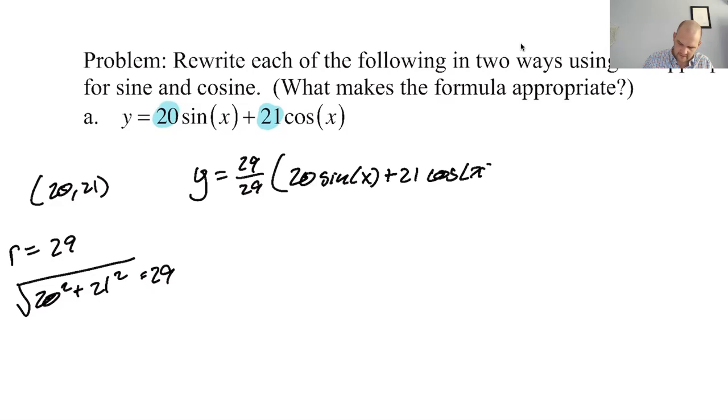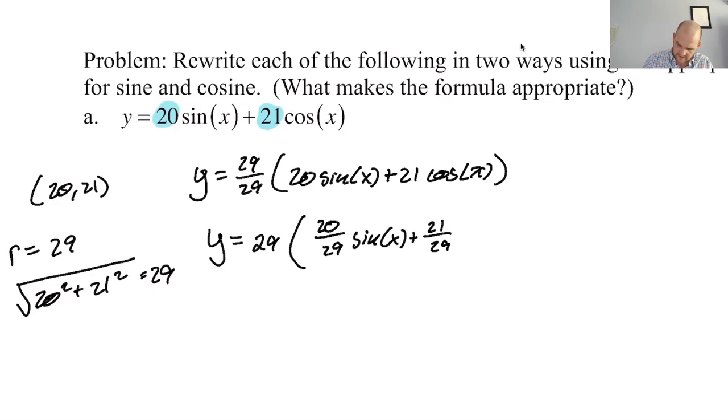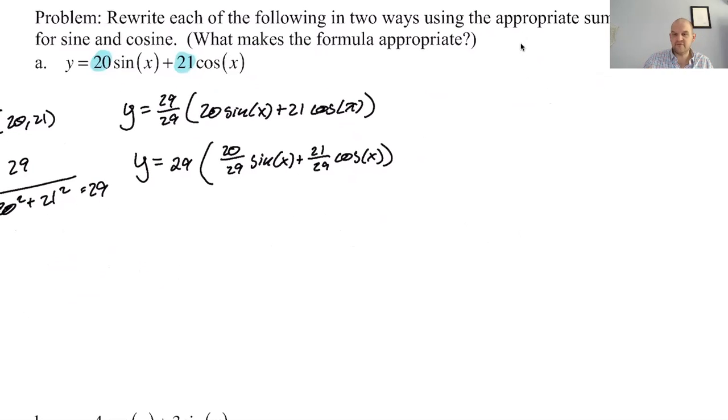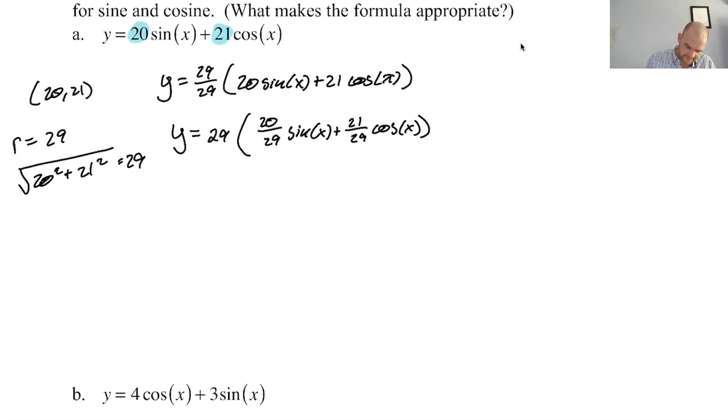Like, what if there was no y there? You know, what would you do? So here, I'm going to make it 29, just sitting out there. And then 20 over 29 sine of x plus 21 over 29 cosine of x. Okay, so I see a plus in the formula. So I'm thinking two different formulas make a lot of sense. The first one that makes sense to me is sine of a plus b, because sine of a plus b has a plus in the formula. And that would be sine a cosine b plus cosine a sine b.